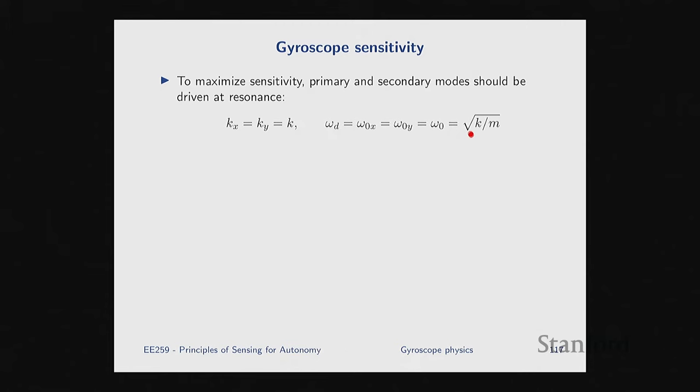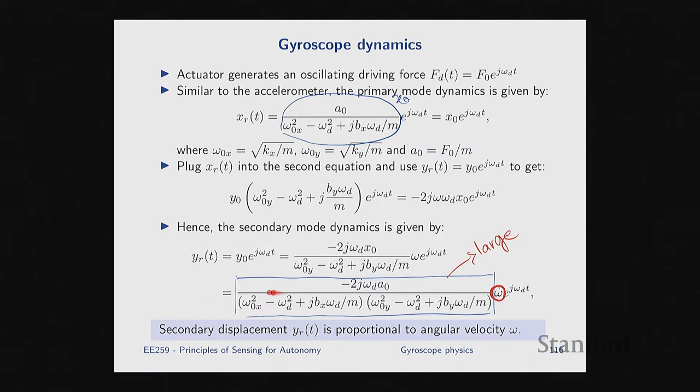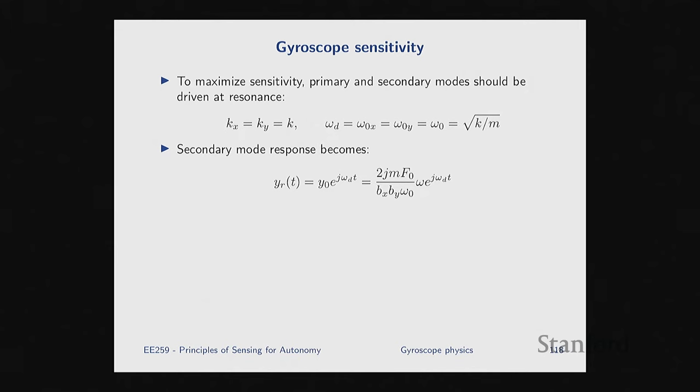And then if you pick your omega d, again, remember, you're free to choose your omega d, that's your drive frequency. If you also choose your omega d to be equal to omega 0, then if you go back to the previous expression, this term becomes 0 and this term also becomes 0. That's going to help with sensitivity. You make this multiplicative factor large. Also, your math simplifies a lot.